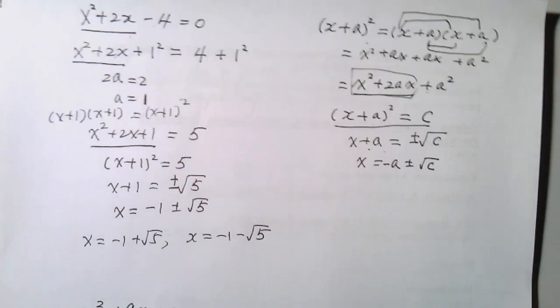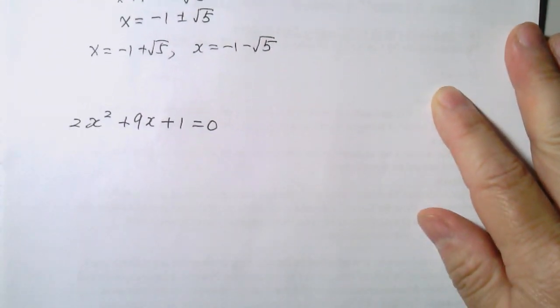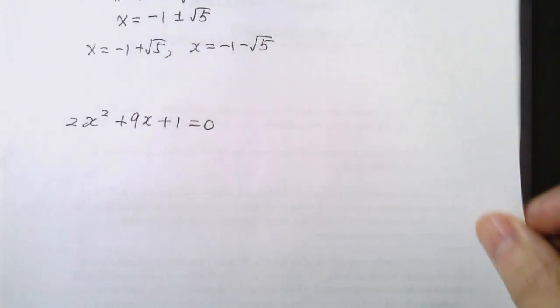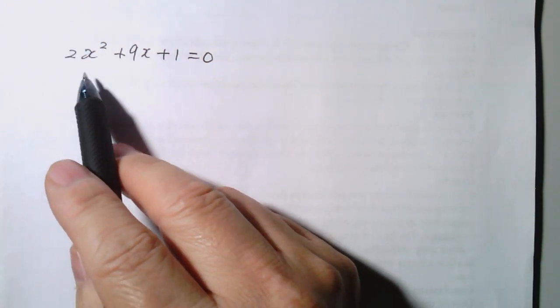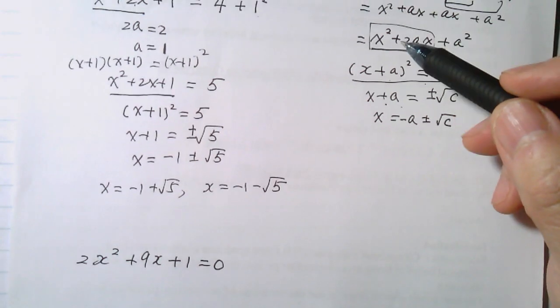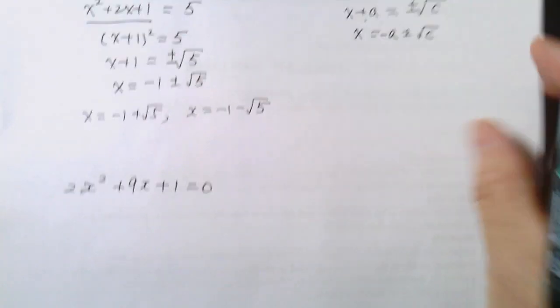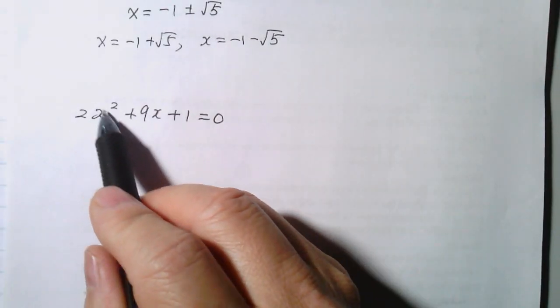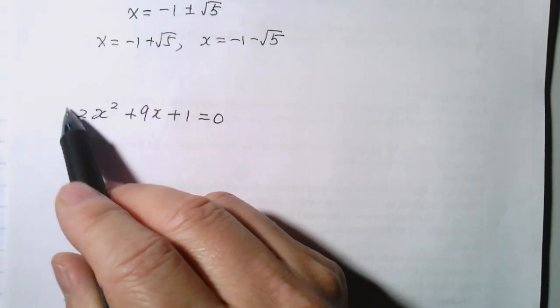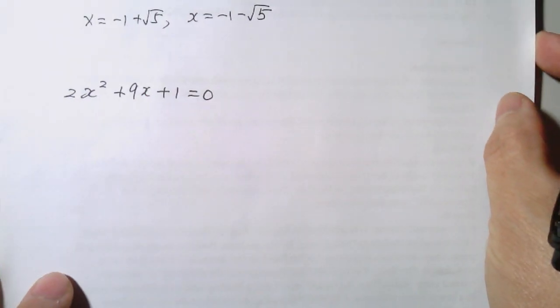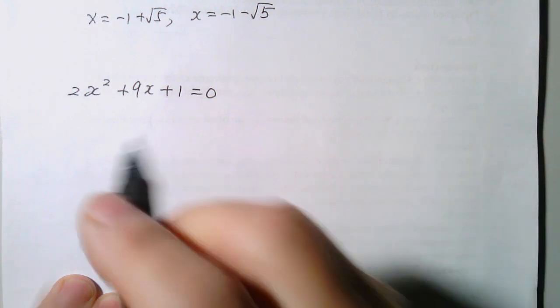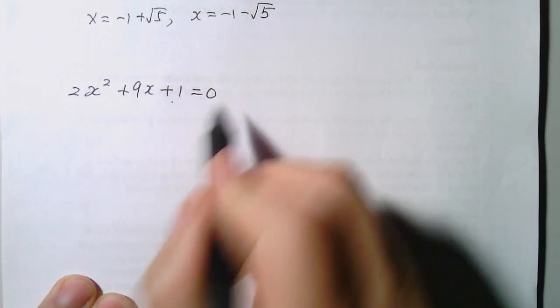Okay, so now let's take a look at the second problem. This problem, the leading coefficient is not 1. In order to use the method we just talked about, the leading coefficient must be 1, meaning in front of x squared, you can't have a coefficient other than 1. So what are we going to do? Same method. So here, we're going to move this one to the other side first.